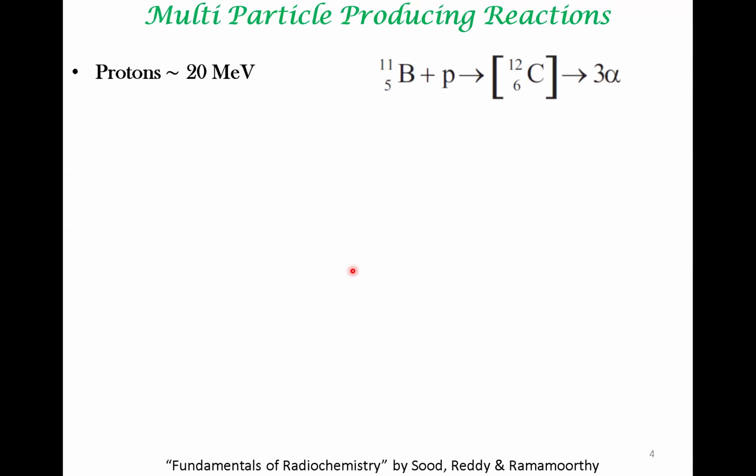It is also possible to generate multiple particles after impact with a proton. Supposing you use a 20 MeV proton onto boron, you get carbon-12, and this decomposes into 3 alpha particles. This is a very well studied reaction.